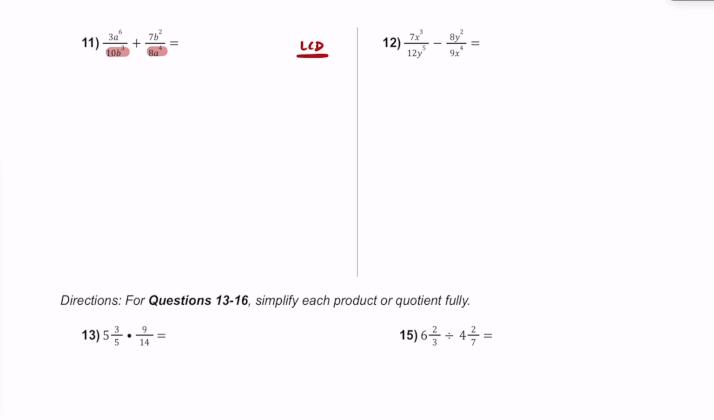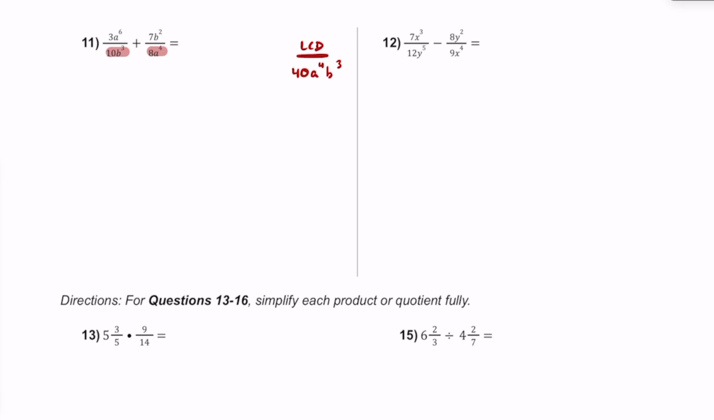For the LCD, I think 10 and 8 are going to meet for the first time at 40, so that's going to be the first part of that. One of them has A's and the other one doesn't, so it needs all the A's and all the B's that they both have, because that's the highest exponent of each variable base. So how are we going to get to this LCD?